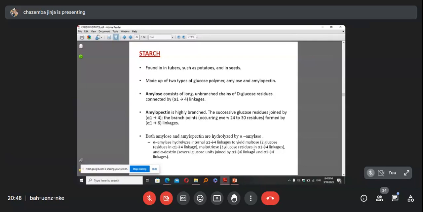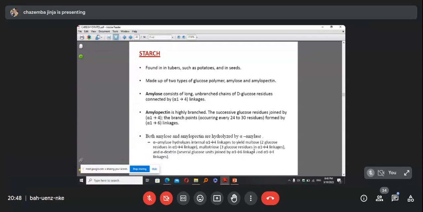Now, the other form of starch is amylopectin, which is highly branched. Since it's branched, it's got 2 joinings: the alpha 1,4 for the linear and the alpha 1,6 linkages for the branches. Each branching occurs every 24 to 30 residues. So when an amylopectin molecule starts, from 1 to 24 there'll be a branch, and another 1 to 24 or 25, but within the range of 25 and 30, there'll be branches occurring. Both amylose and amylopectin are hydrolyzed by alpha amylase.